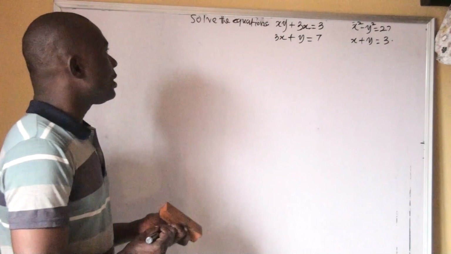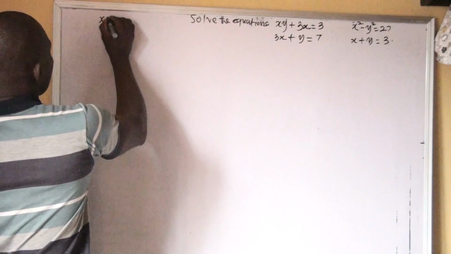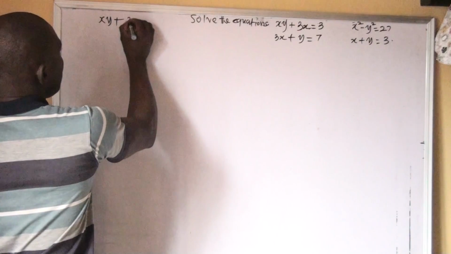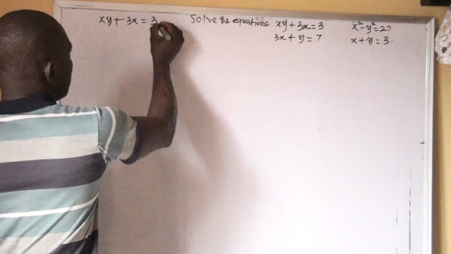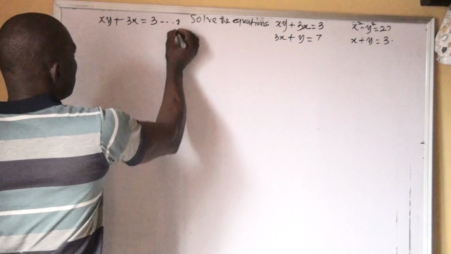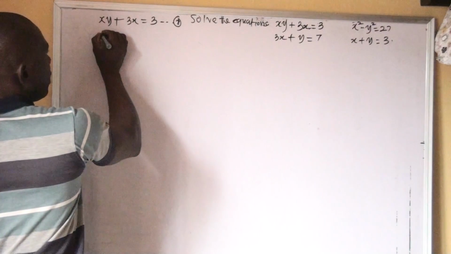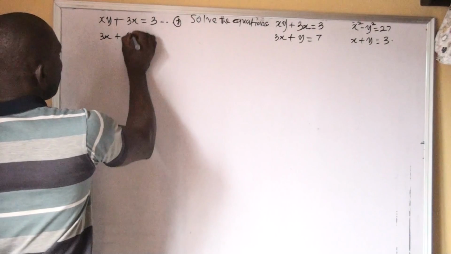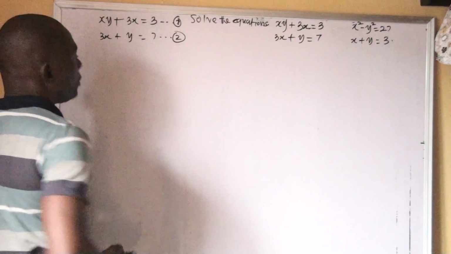Okay, let's get started. The first question here we have xy plus 3x equals 3. This is equation 1. And here we have 3x plus y equals 7 as equation 2.